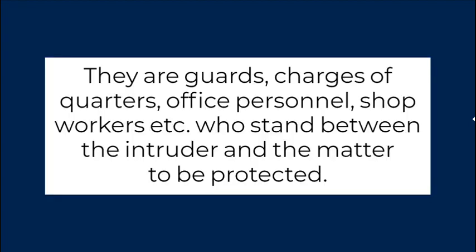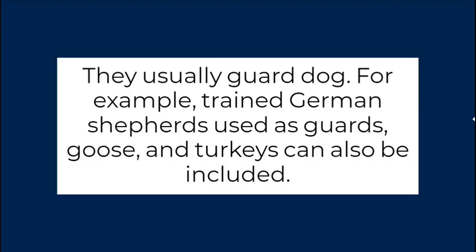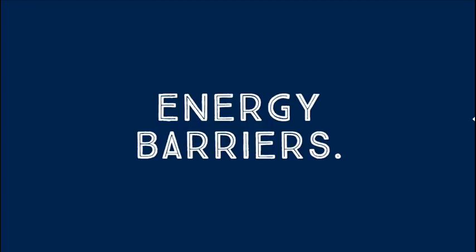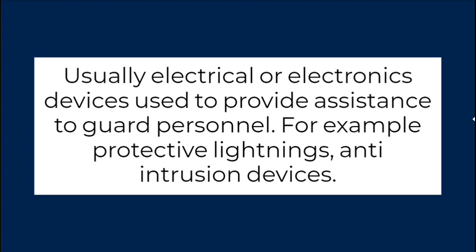Human barriers. They are guards, charges of quarters, office personnel, shop workers, etc., who stand between the intruder and the matter to be protected. Animal barriers. They are usually guard dogs, for example, trained German shepherds used as guards. Geese and turkeys can also be included. Energy barriers. Usually electrical or electronic devices used to provide assistance to guard personnel, for example, protective lightings and anti-intrusion devices.